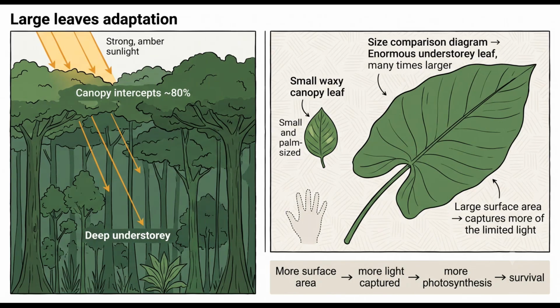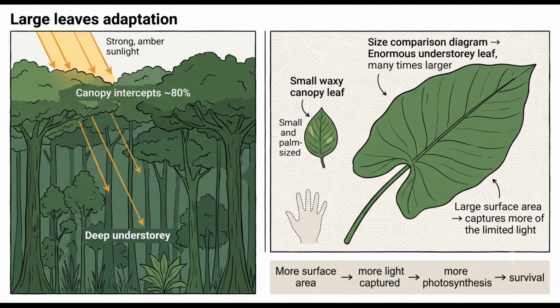Plant adaptation 2. Large leaves. Name and describe. Large leaves, or broadleaf surfaces, are unusually large in surface area compared to plants in other climates. Understory leaves are often several times bigger than canopy leaves on the same species. Challenge: the dense canopy above intercepts approximately 80% of incoming sunlight, as we saw in video 11. The understory receives only 2 to 5% of full sunlight. The forest floor receives less than 2%. Plants at these lower levels face chronic, severe light shortage that makes photosynthesis extremely difficult.